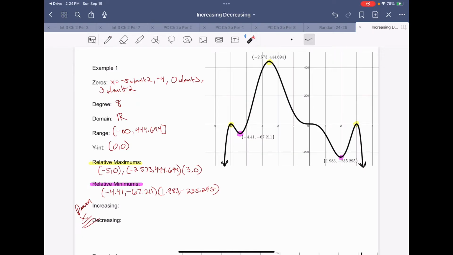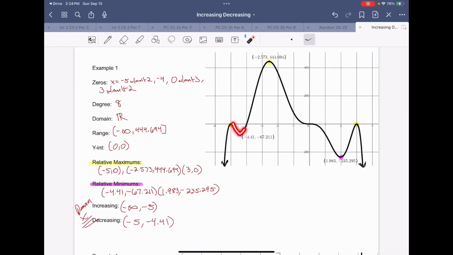So from the left, if I start tracing my graph, clearly I am going uphill. Going uphill is increasing. From the left is negative infinity on the x-axis, and it is going uphill until it gets to -5. Parentheses when we do increasing, decreasing. At -5, it starts going downhill. It is decreasing from parentheses, -5, until the x value of -4.41, parentheses.